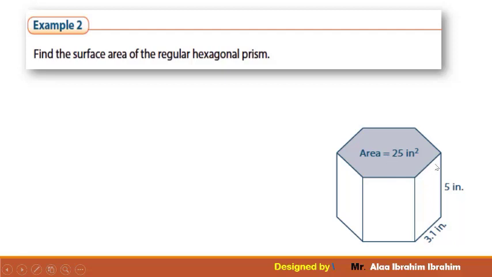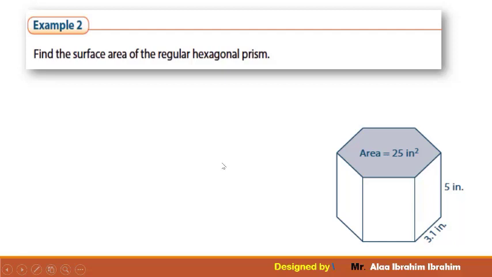And I want to find the lateral area. How many sides do we have? I have 6 sides, or 6 rectangles here. So I have to find the area of a rectangle. The area of a rectangle is length multiplied by width. So I multiply 5 by 3.1. I have the area of 1 rectangle. But again how many rectangles do I have here? Again 6. So I multiply by 6.